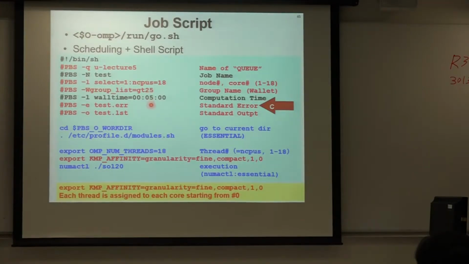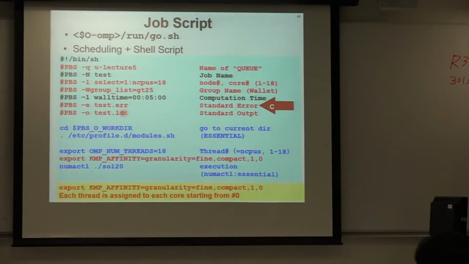Okay, the next one is also computation time, wall time. It's hours, minutes, and seconds. During this class, the maximum duration of the job is up to 10 minutes. This example shows a 5 minutes case, so please provide up to 10 minutes. I believe most of the jobs will finish in 10 minutes, but if you want to run multiple jobs, you need more.